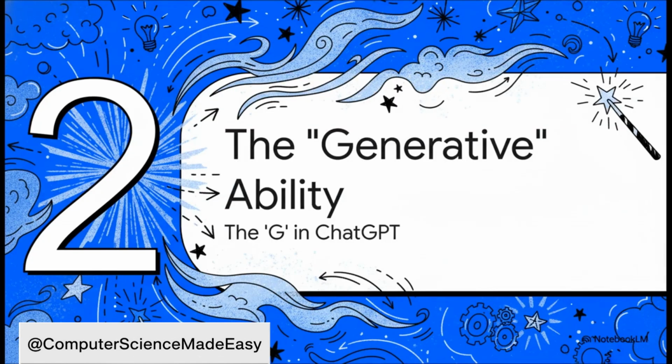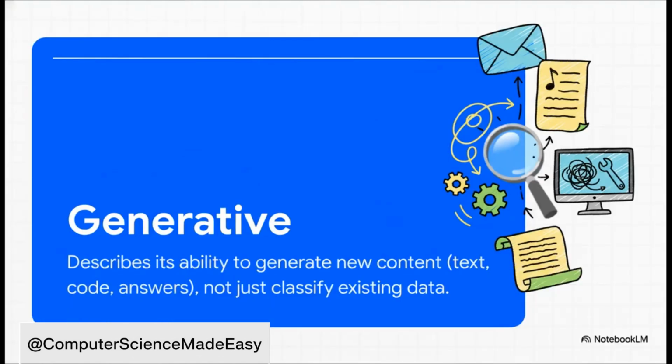Okay, next up we've got the G for generative. And honestly, this is where things start to get really cool. That word generative is absolutely key here. It means the AI isn't just a fancy search engine. It's not just finding stuff that already exists and repeating it back to you. No, it actually generates brand new original content. We're talking emails, poems, even chunks of computer code. It's a creator, not just a librarian.